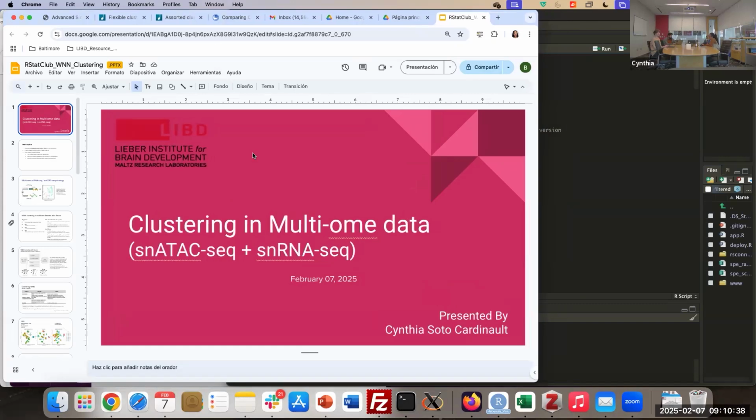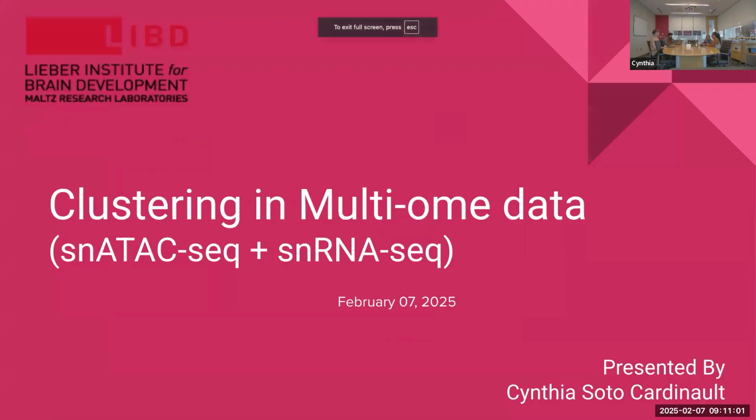To present basically some options that we have to evaluate clustering with weighted nearest network. That is a cross-modality approach, in this case applied to integrate data for single-cell ATAC-seq and single-cell RNA-seq. So briefly, I'm going to explain a bit of background.